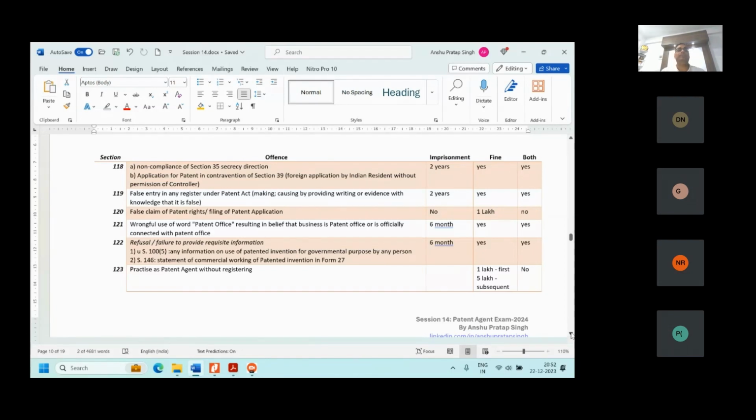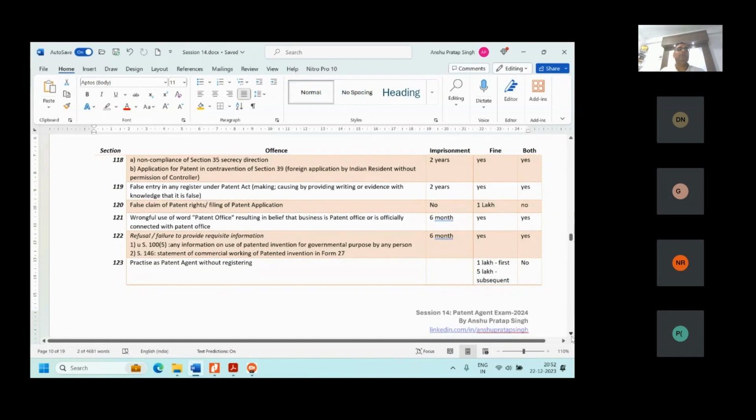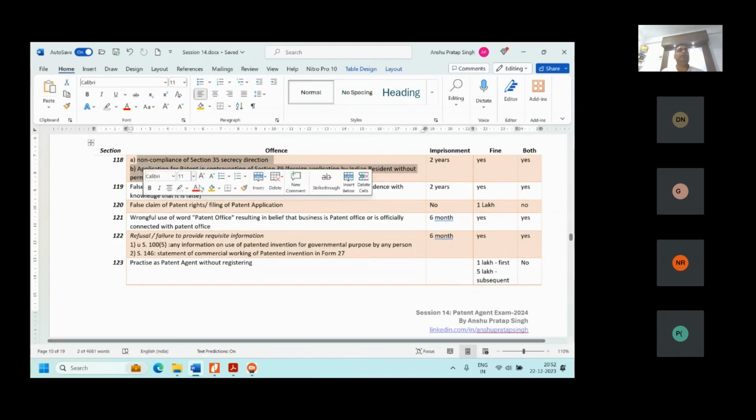You can read it on your own. But please read those two. Those are the recent amendments, and you might get questions on that. Then comes this Section 118. See, this exists till now.